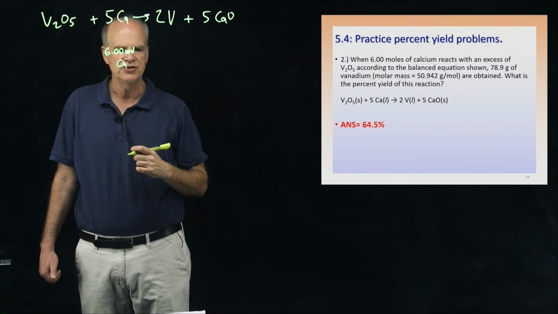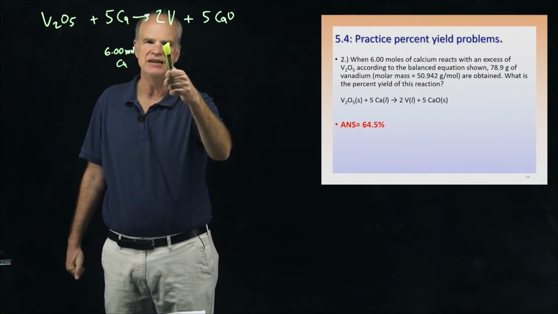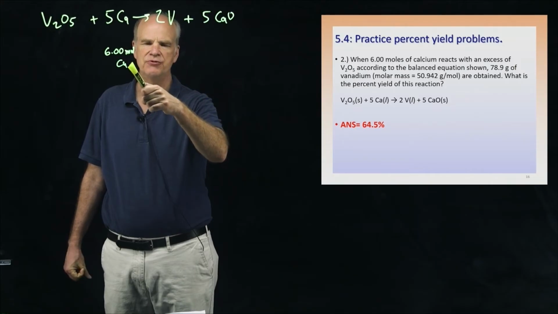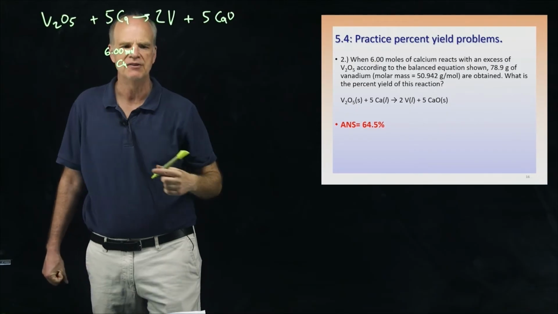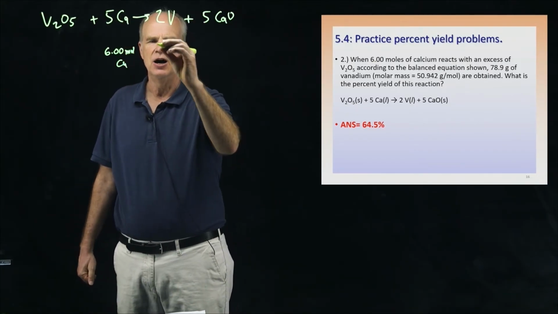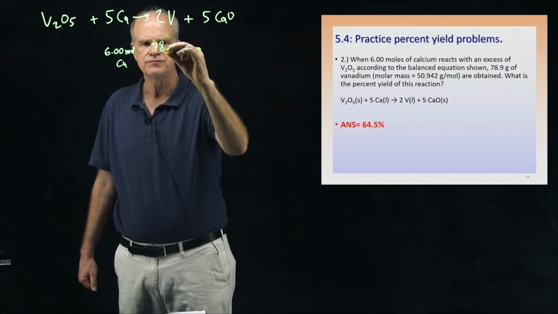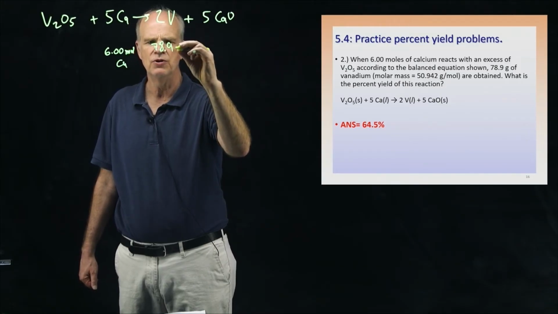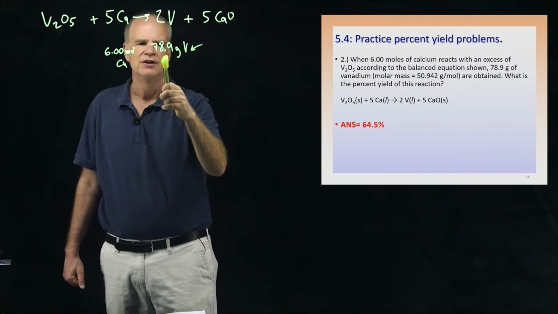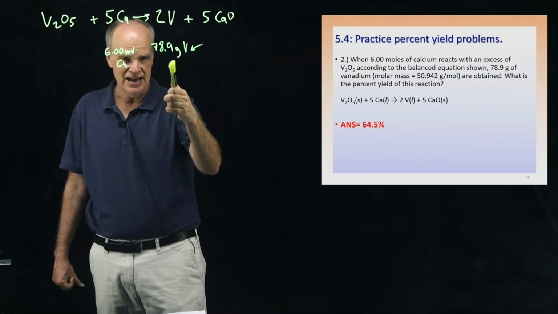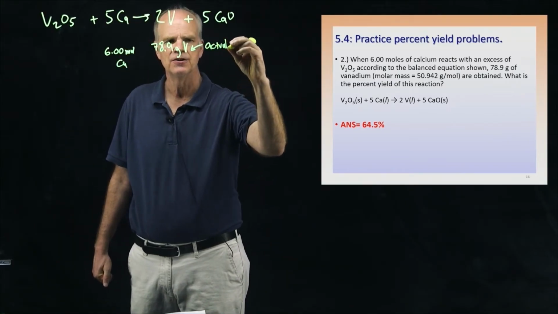Now, we are told what the actual mass of the vanadium product we are going to get if we react 6 moles of calcium with excess V2O5. And so let me just note there, with the vanadium product, this is what we actually get, is 78.9 grams of vanadium. But be careful, this is what you actually get. So this is an actual yield. So let me indicate that here.